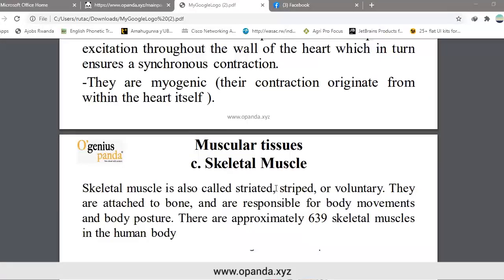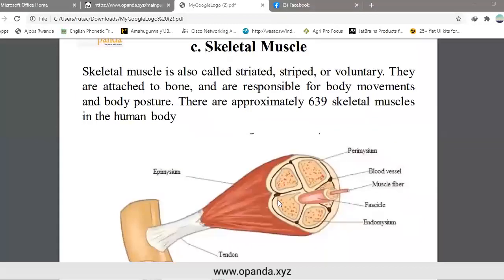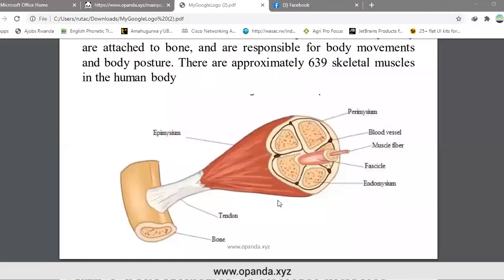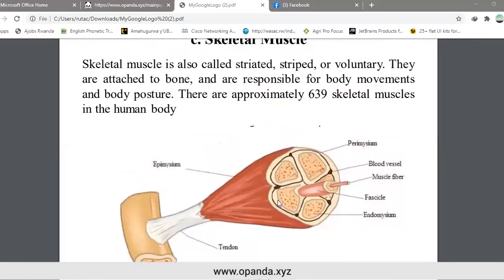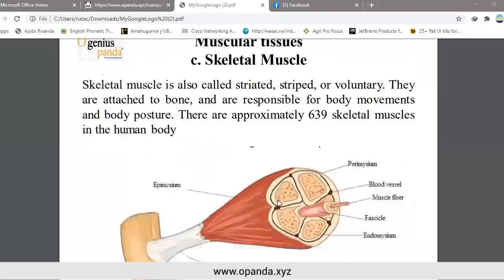Among muscular tissues, you also have skeletal muscle called striated, striped, or voluntary. They are attached to bone and are responsible for body movements and body posture. There are approximately 639 skeletal muscles in the human body. This is an example of skeletal muscle.